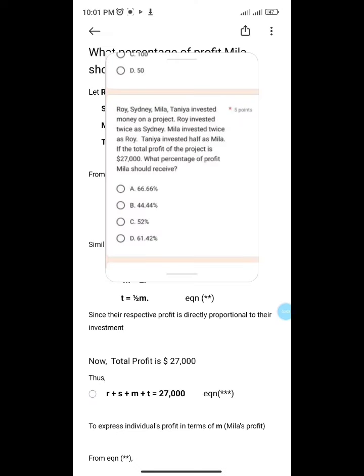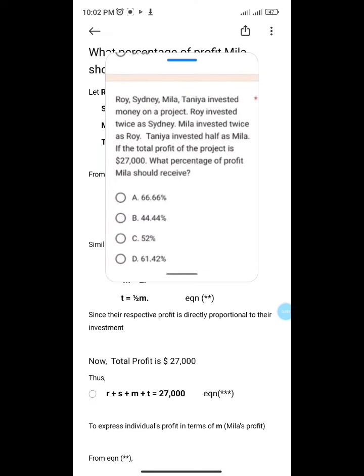With a bright mind, read through the questions together and then see how we go about it. Observe the question. It says Roy, Sydney, Mila, Taniya invested money on the project. Roy invested twice as Sydney, Mila invested twice as Roy. Taniya invested half as Mila. If the total profit of the project is $7,000, what percentage of profit should Mila receive?